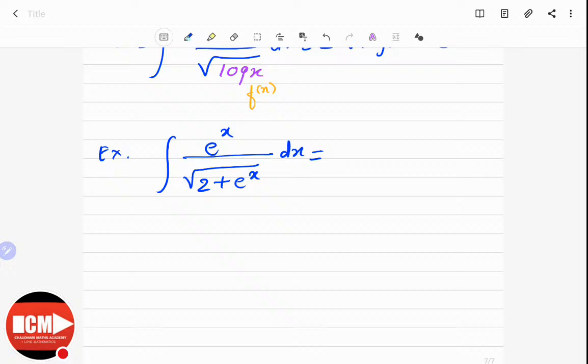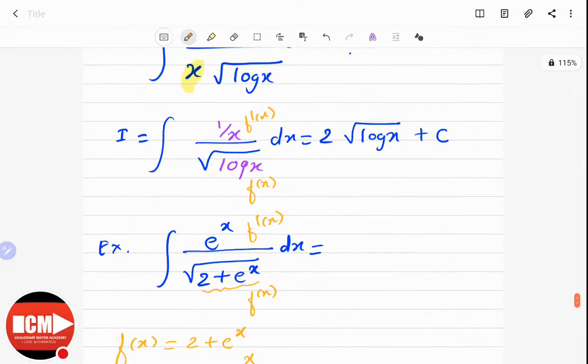If you observe it carefully, this 2 plus e raised to x, if you assume this as f of x, then its derivative is present in the numerator. So here I am considering 2 plus e raised to x as a function and its derivative. You know that the derivative of 2 is 0, the derivative of e raised to x is e raised to x. So f dash of x is e raised to x, which is present in the numerator.